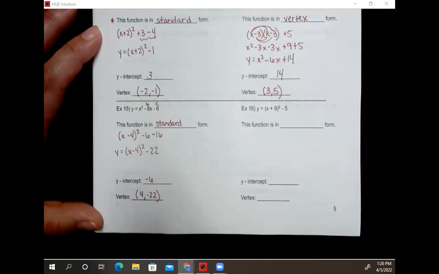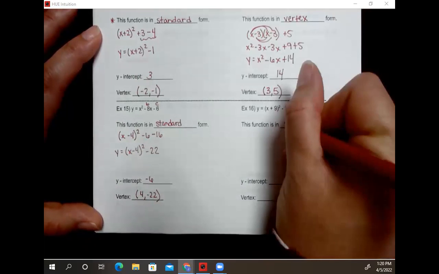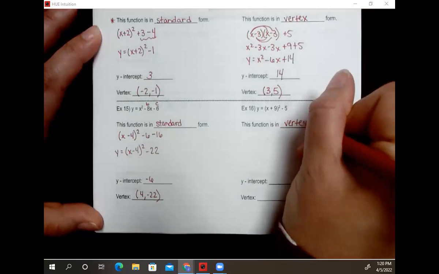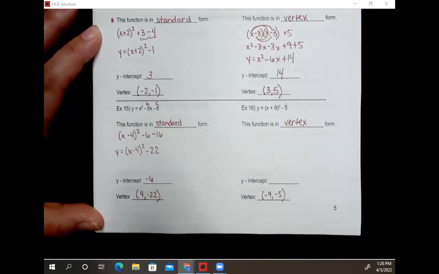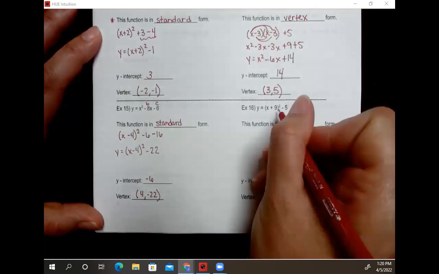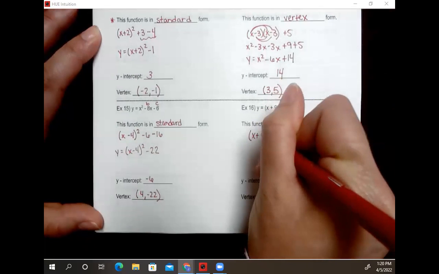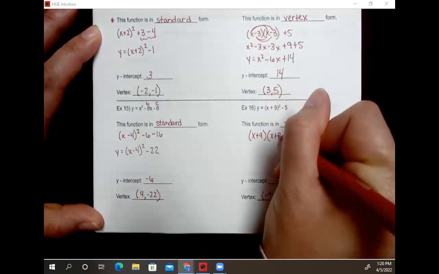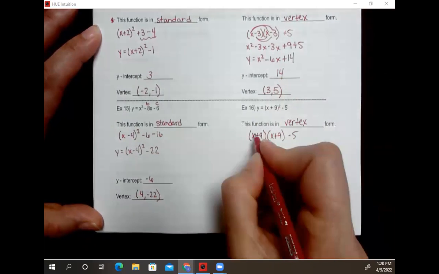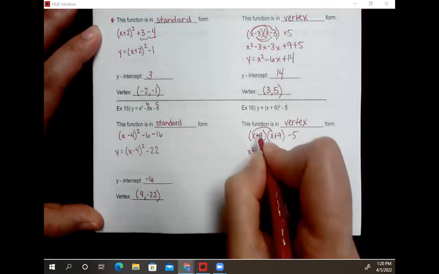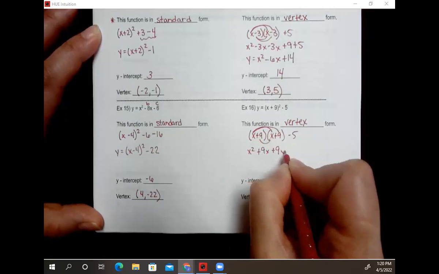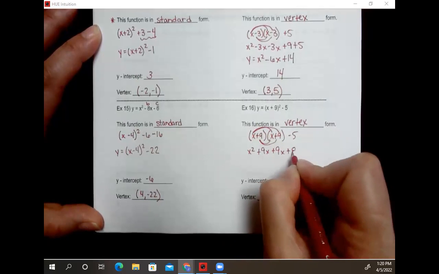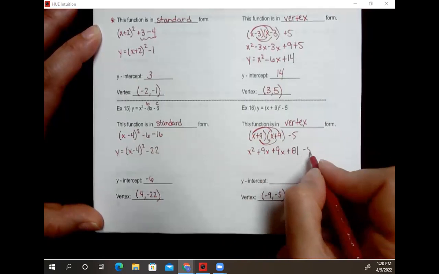For example 16, what form are we in right now? This is in vertex form. So what's the vertex? -9, -5, good. And I want the y-intercept, so that means changing to standard form. So we have to distribute. So I'm going to take the squared thing and write it twice. X plus 9 times x plus 9 minus 5. And we distribute. So x times x is x squared plus 9x plus 9x plus 81. And then that minus 5 at the end.